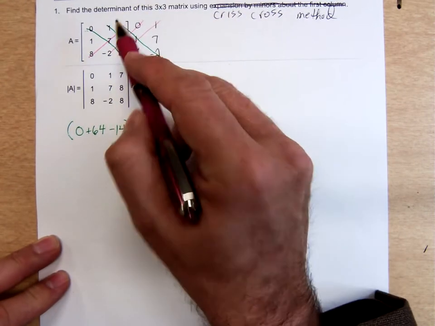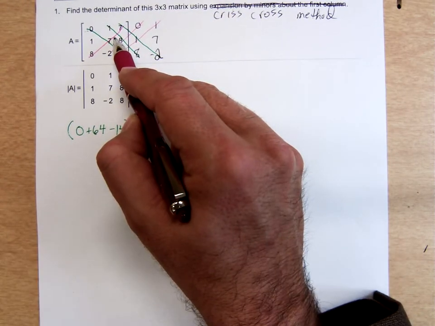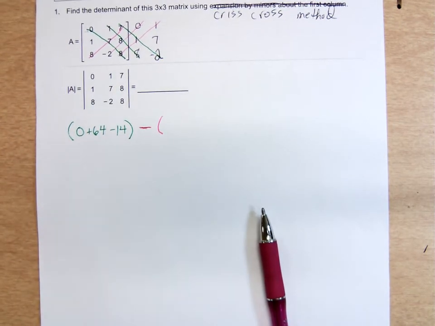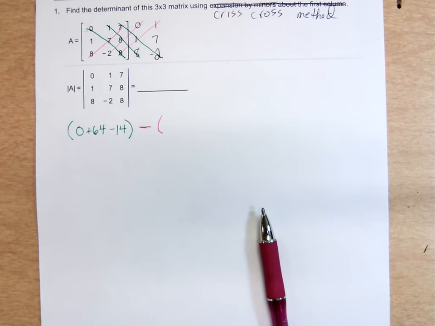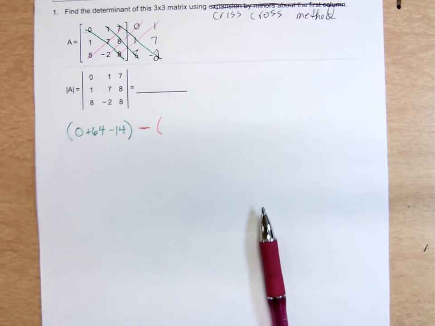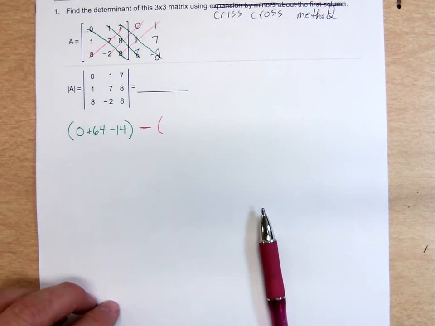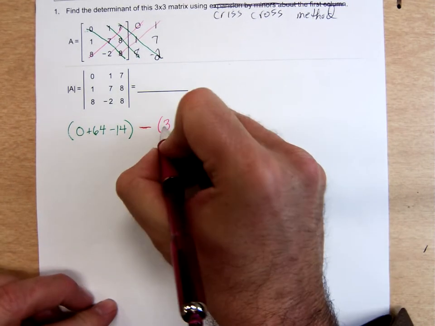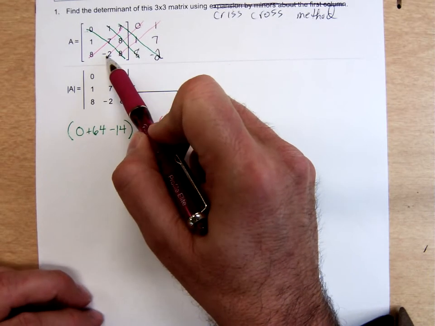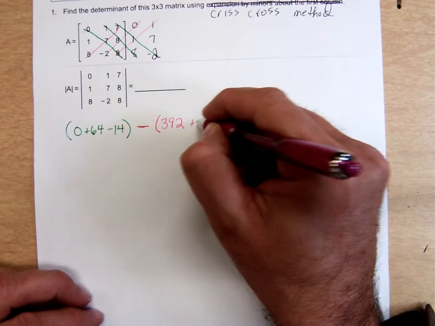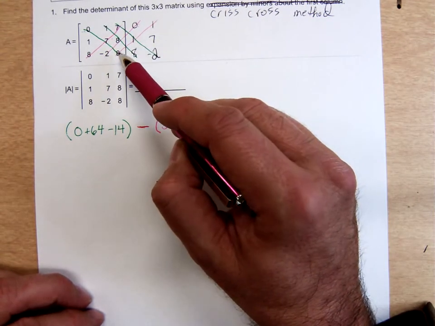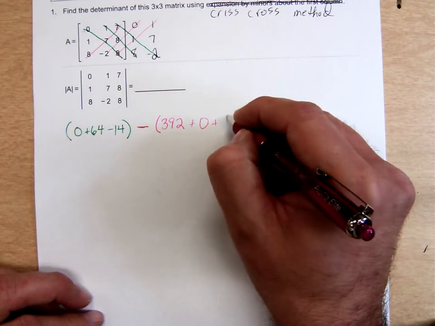So let's see. 7 times 7 is 49 times 8. Let's see. Do I have a calculator? What's 49 times 8? 392. 392. Thank you. 0 times 8 times negative 2. Again, 0. Anything times 0. 1 times 1 times 8 is 8.